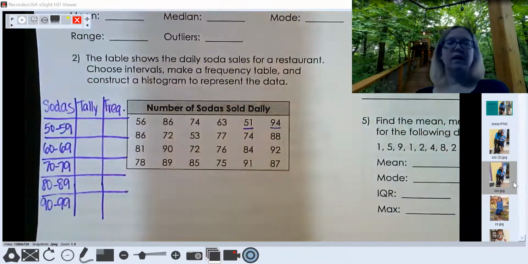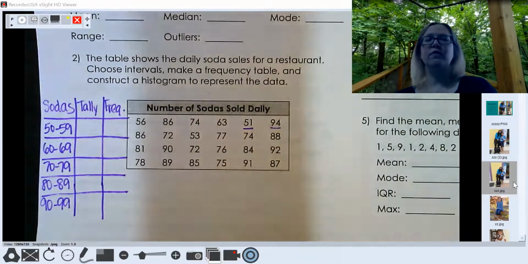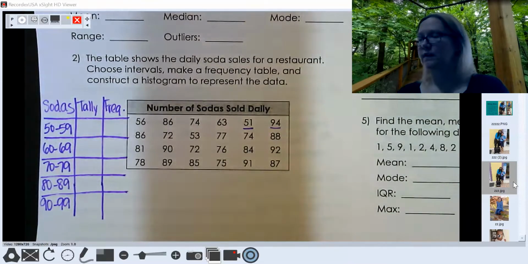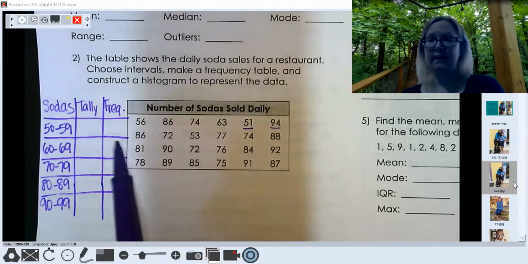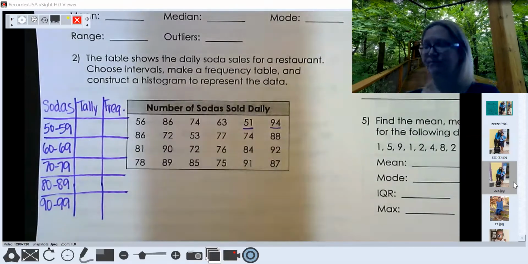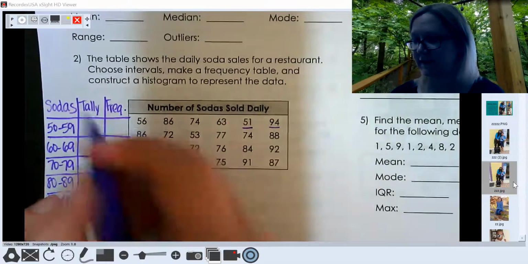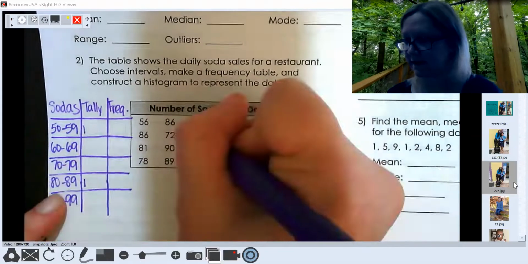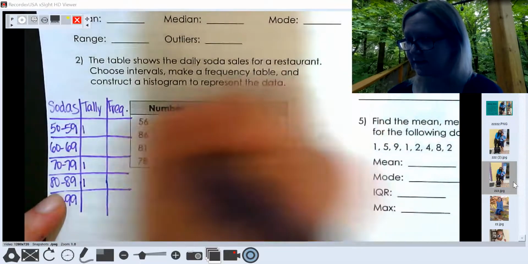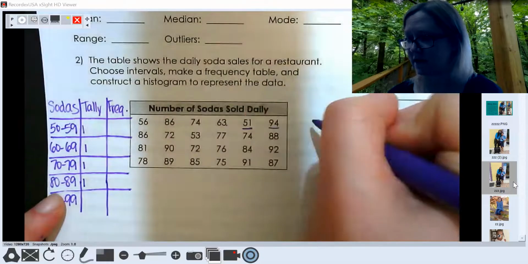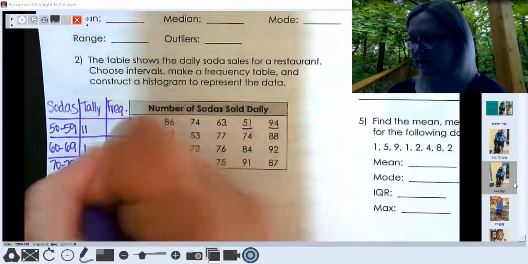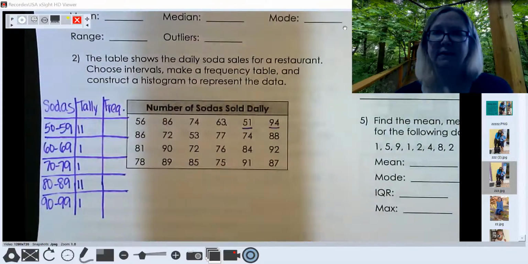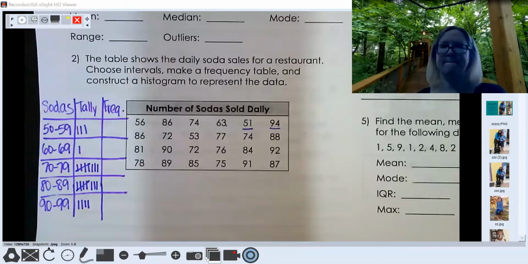All right, so from here, we're going to go through and basically see how many we have that fall into each interval. So I'm going to go through and make a tally for each value that I see. I'm going to start with 56, that would go here, 86, that's here, 74, 63 would be here. Notice I'm just going across the row, 51, 94, 86. I'm going to pause it for a moment and finish that part.